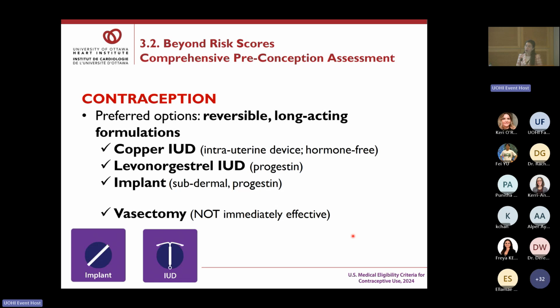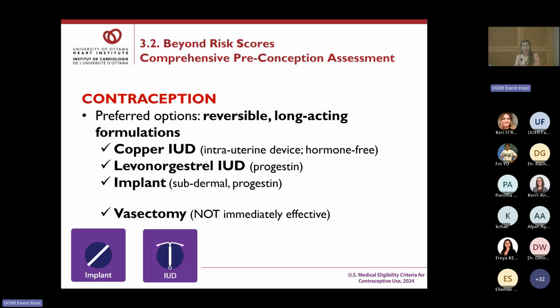So first is contraception. Before we're able to say, yes, let's go ahead with pregnancy, if your patient has an underlying WHO 3 condition or even higher, we need to talk about contraception. I know a lot of people in cardiology are uncomfortable talking about this, but what we really like are reversible, long-acting formulations, and that's easy. There's really three things: the intrauterine device, with or without hormones, and a subdermal implant of progesterone.